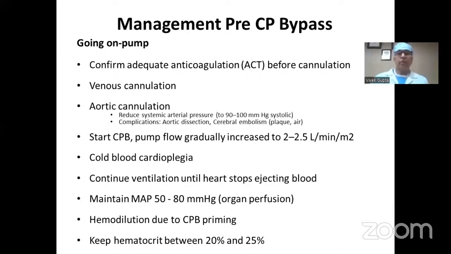We try to maintain the mean arterial pressure around 50 to 80 millimeter of mercury, to ensure adequate organ perfusion. Because there is hemodilution with the use of the priming solution that we use as a crystalloid, we try to maintain a hematocrit between 20 to 25, and always add the sedatives, analgesics as well as the muscle relaxant, the anesthetic drugs, on cardiopulmonary bypass, because the drugs are getting diluted because of the priming solution.